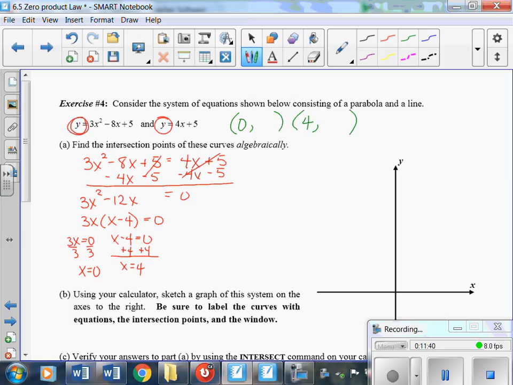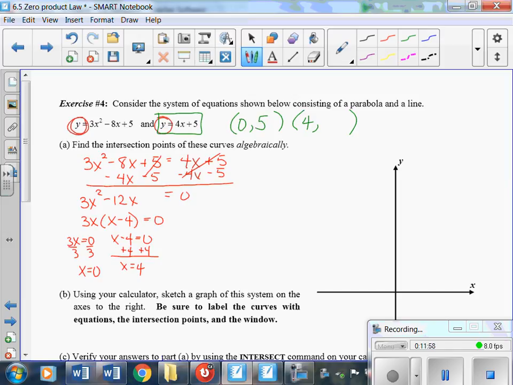So how are we going to find those y values? Well, we're going to do that by picking one of these and plugging in for our x's. So I'm going to use the easier one, which is this one right here. And when I plug 0 in, I get 4 times 0 plus 5, which is 5.